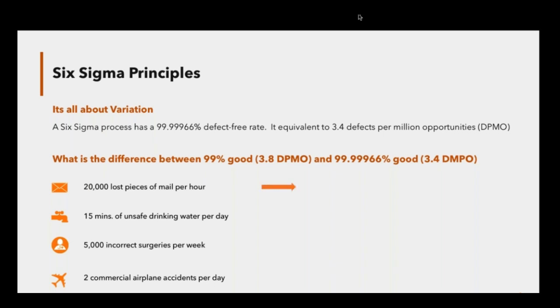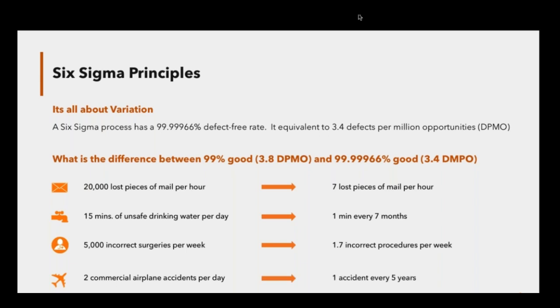So when we're looking at the 20,000 lost pieces of mail per hour, the difference is now just 7 lost pieces of mail per hour. In terms of the 15 minutes of unsafe drinking water, that now goes to 1 minute of unsafe drinking water every 7 months. 5,000 incorrect surgeries per week drops to 1.7 per week. And then finally, the 2 commercial airplane accidents per day drops to just 1 accident every 5 years.